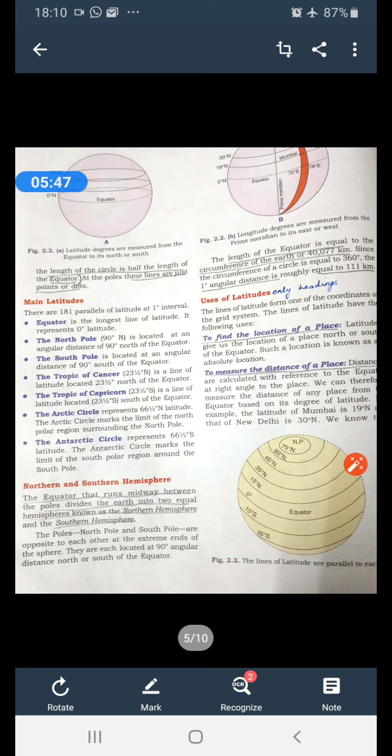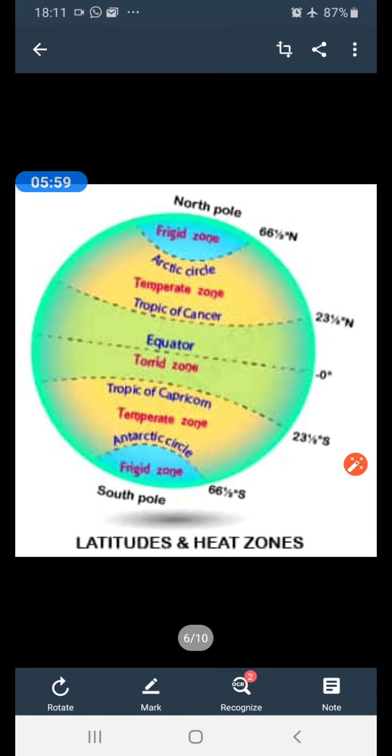Now, uses of latitude. You have to only learn the headings, that latitudes are used to find the location of a place and to measure the distance of a place. Now this is the picture of latitudes and heat zones. These latitudes help us to divide the whole earth into different climatic zones. Now the first one is the torrid zone.